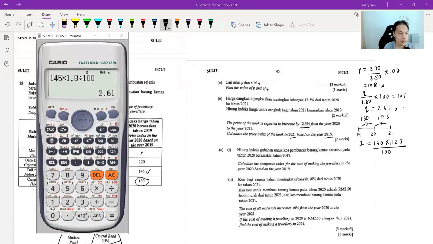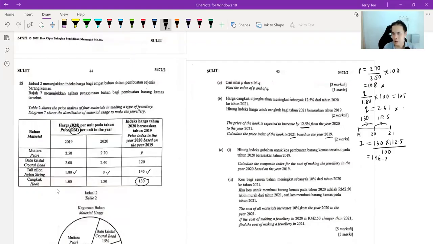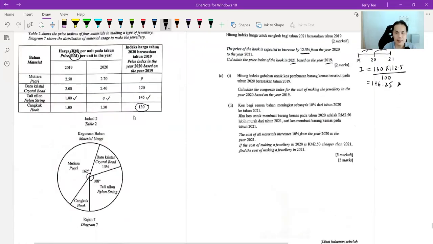Okay, let me show you here. 130 times 112.5 divide 100. Guys, I got 146.25. Yeah, this is 146.25. Okay, we're done. Now let's move on to part C.